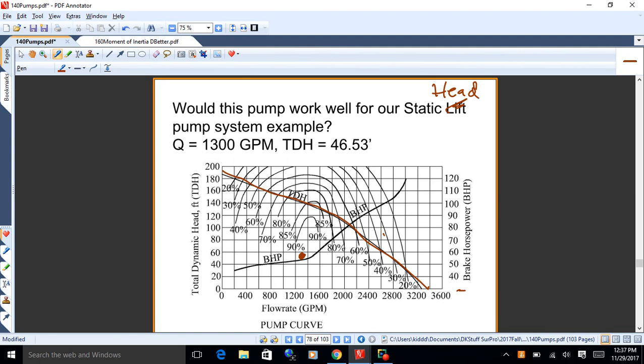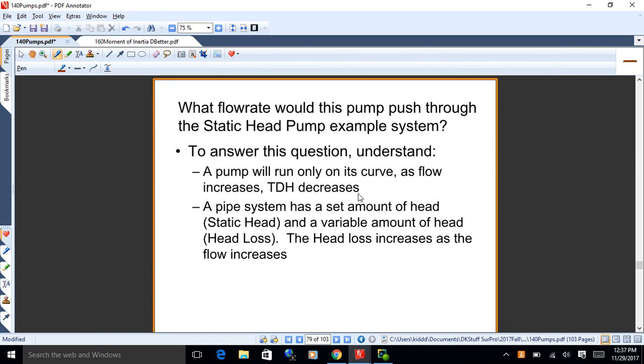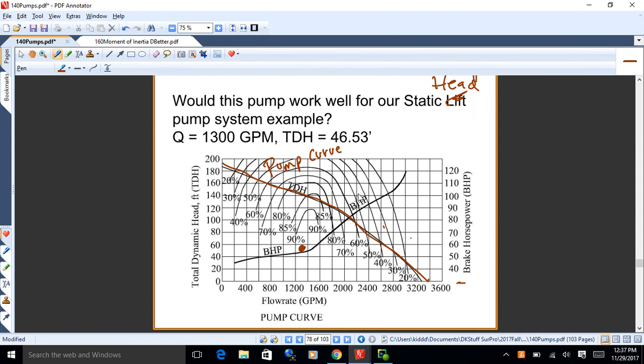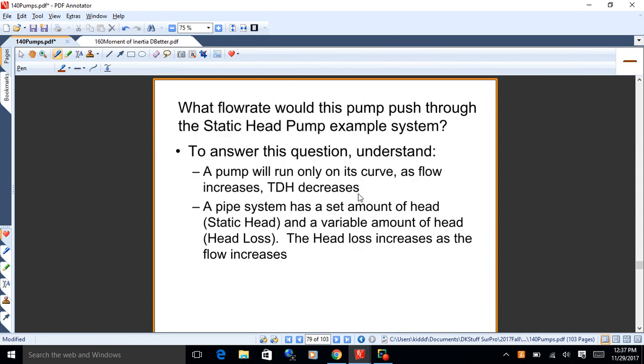All right. So what I have there in red, this curve, the TDH curve, that's called the system curve. All right. Or no, my bad. That's the pump curve there. Now let's see what this system will look like as this pump starts pushing more water, okay? So what we're going to do here, we're going to realize that the pump runs on its curve. As the flow increases, the TDH decreases there.